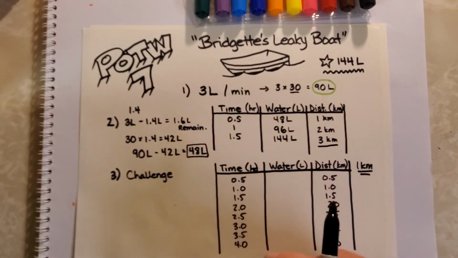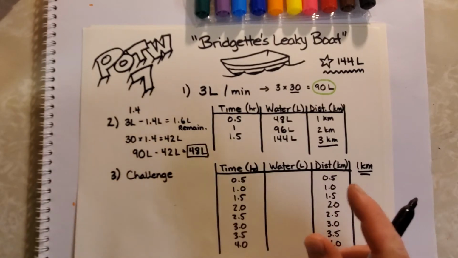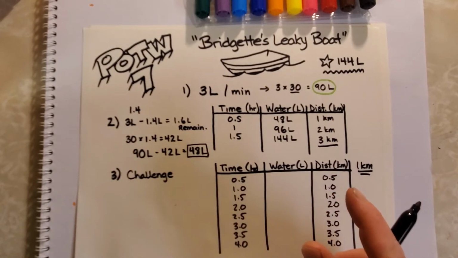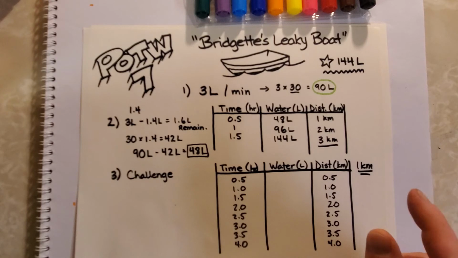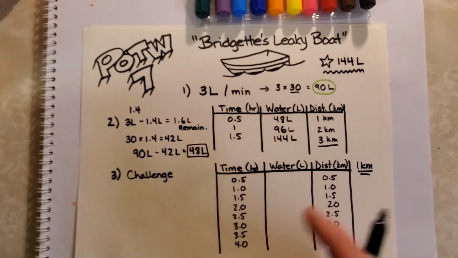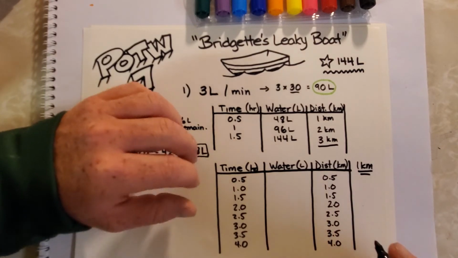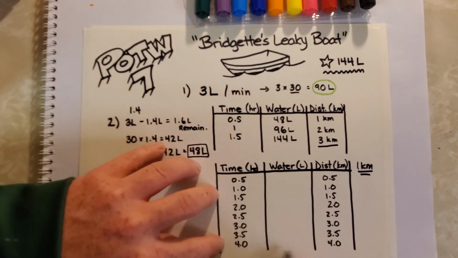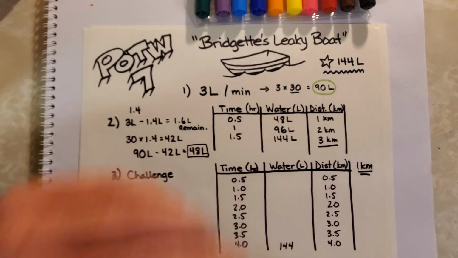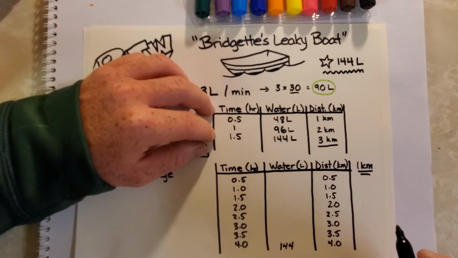All right, and now what they want to know is, because she's now paddling less but has a longer distance to travel, they want to know how much water she's bailing out before she hits that magic number of 144. And I know she makes it to the dock, so I can fill in that portion of my table here, because at the 4 kilometer mark, she's going to get to 144.